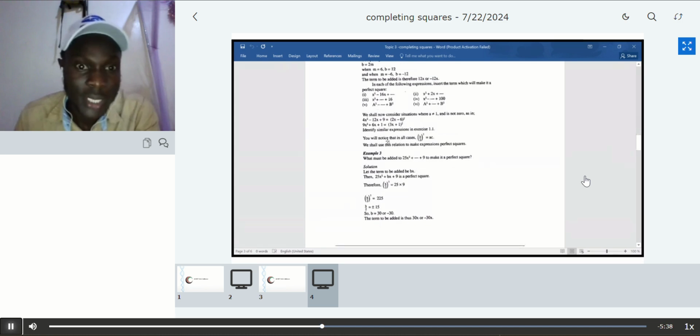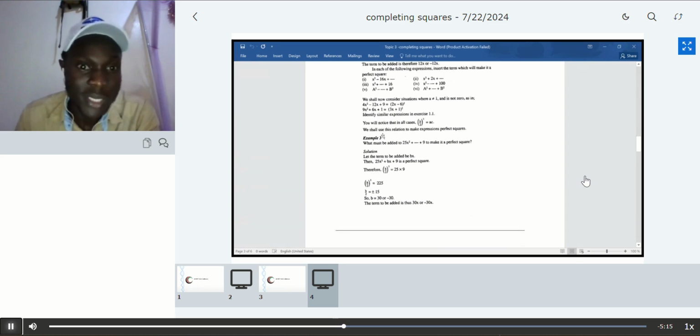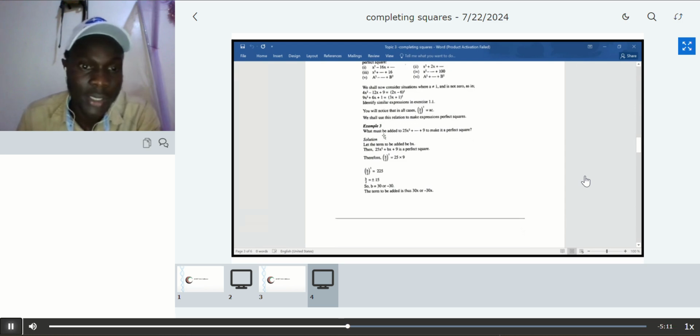We shall now consider the situation where a is not equal to 1 and is not 0, as in 4x squared minus 12x plus 9, which when we factorize we get 2x minus 3 squared, and 9x squared plus 6x plus 1, which gives 3x plus 1 squared. We identify the similar expressions in the exercise given earlier.